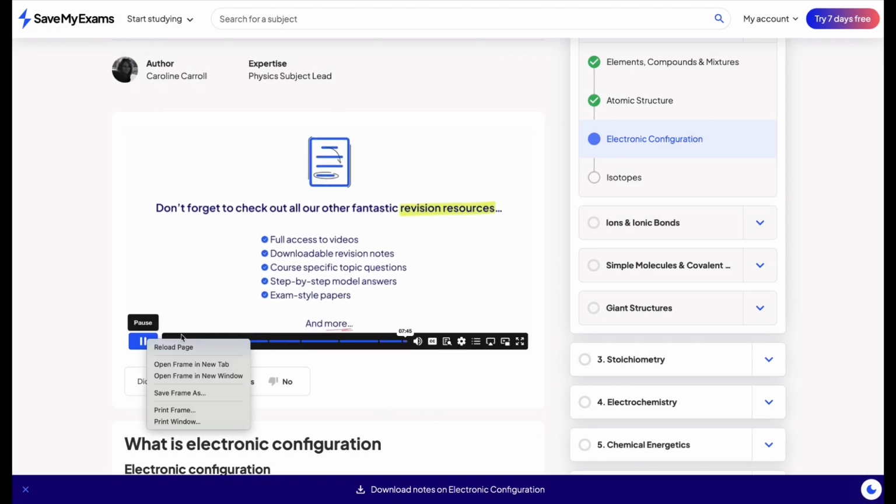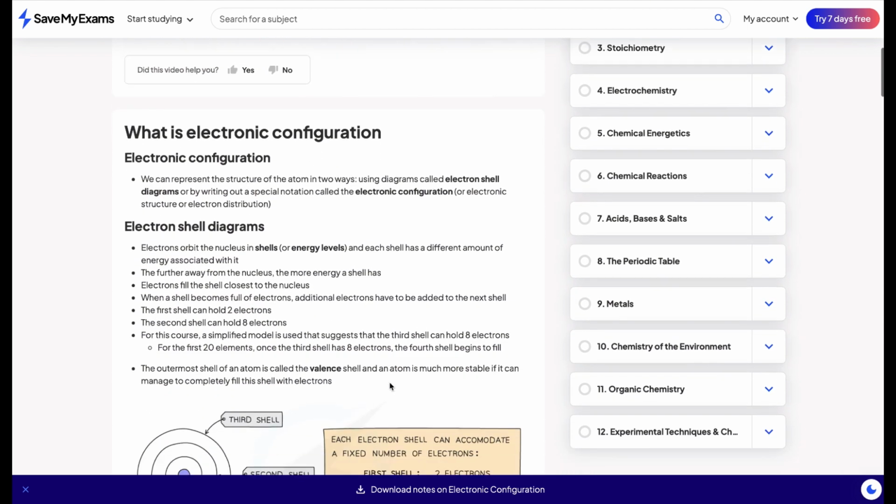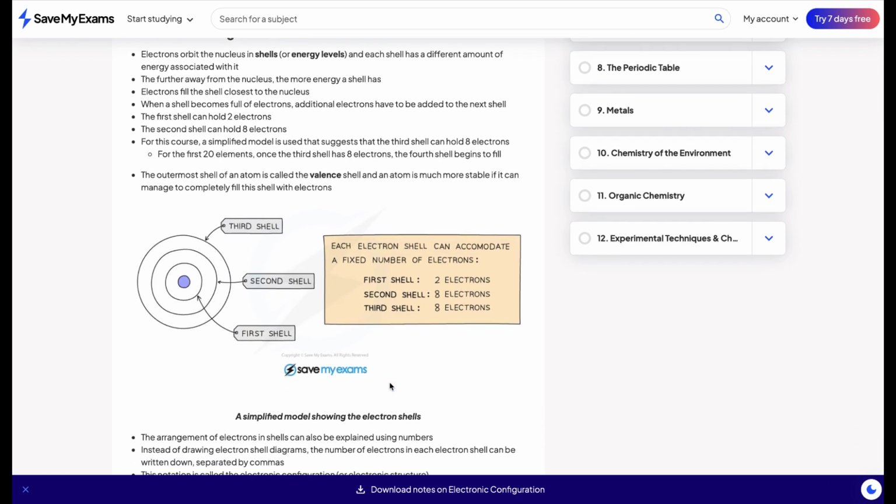Okay, so let's move on. We've seen the tutorial explaining how we arrange the electrons. The first shell, we're not going to spend time on, because we're going to the next one.